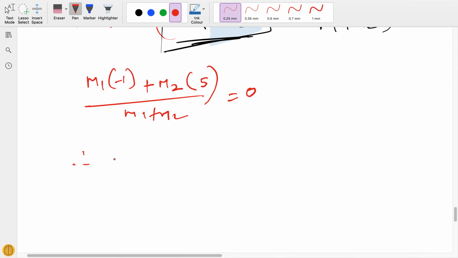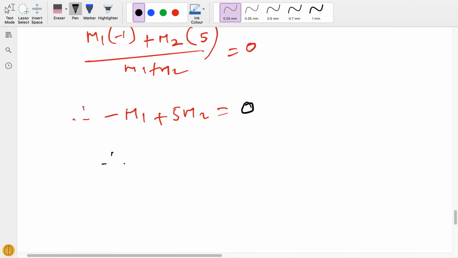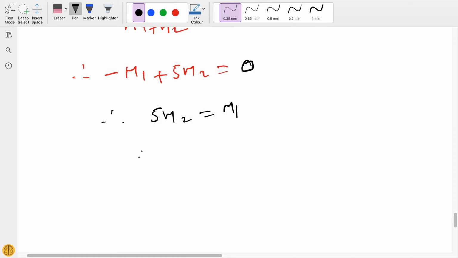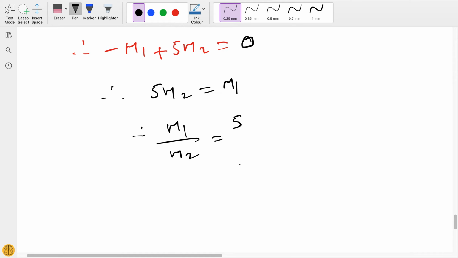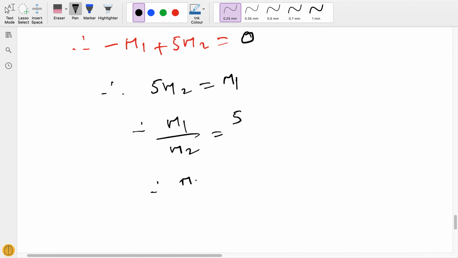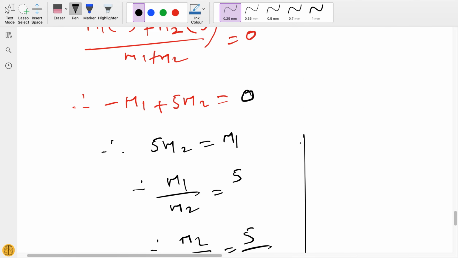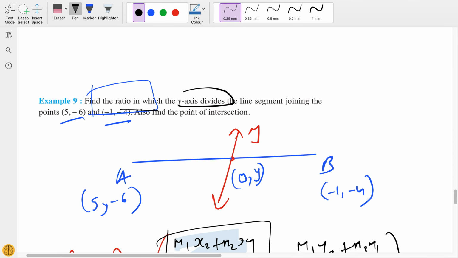Okay, let's compare. Minus m1 plus 5m2 is equal to 0 times this. What will be the answer? It's 0. Okay, so 5m2 is equal to m1. So m1 is to m2 is equal to 5. So we can write m1 is to m2 like 5 is to 1. So the ratio in which the y-axis divides the line segment, our answer will be 5 is to 1.